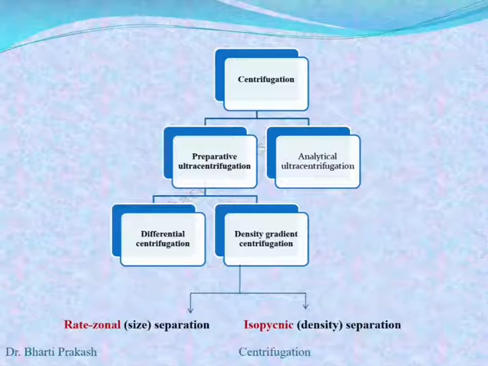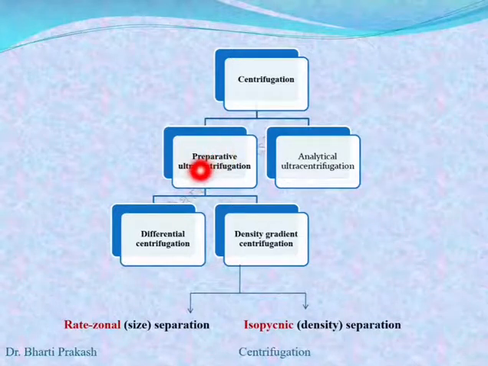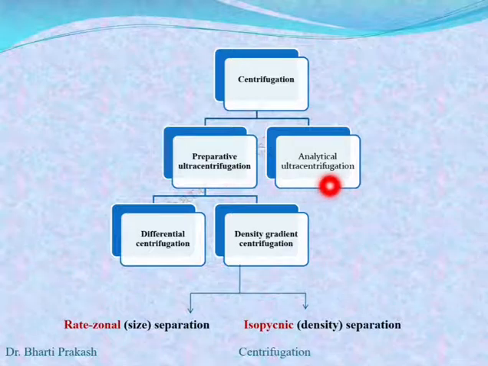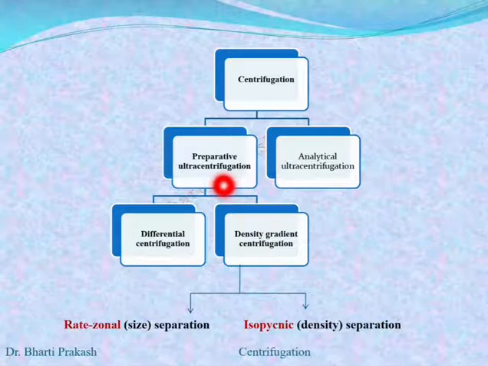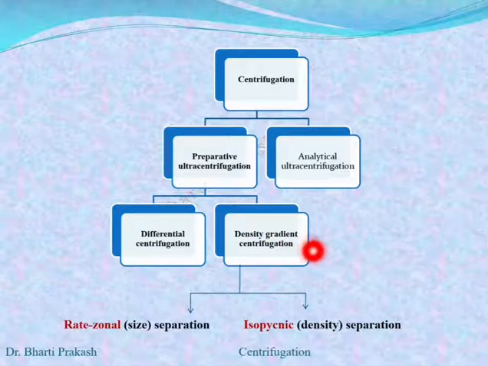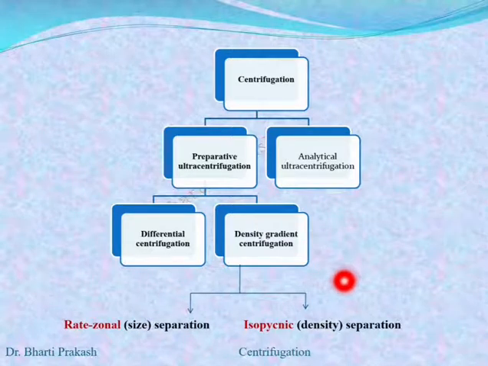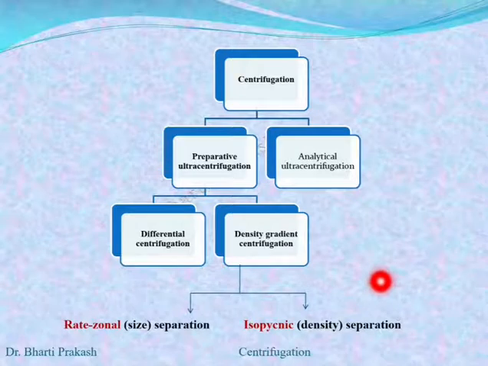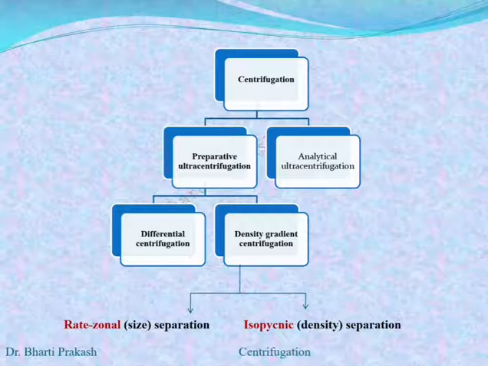Dear students, if you remember the previous lecture in which we studied about the ultracentrifugation, we studied that ultracentrifugation is subdivided into two categories: the preparative ultracentrifugation and the analytical ultracentrifugation. The preparative ultracentrifugation is further subdivided into differential centrifugation and density gradient centrifugation, which again depends upon the rate zonal separation and the isopycnic separation. Today we will study about the differential centrifugation.